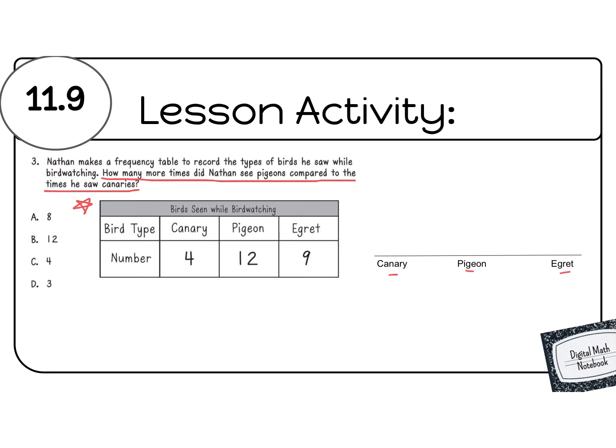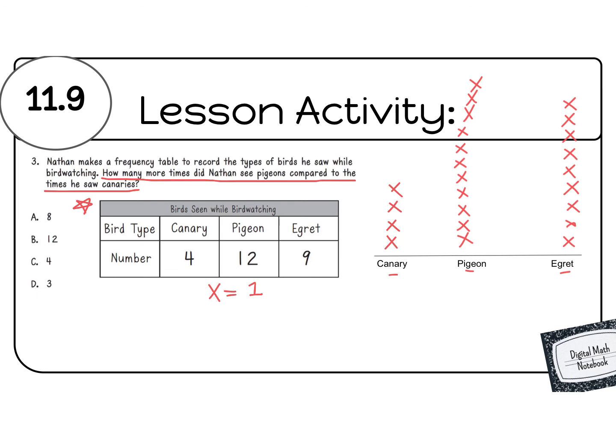Let's use an X to represent 1 this time. So X equals 1. That means canaries will get 1, 2, 3, 4. Pigeons will get 12. So 1, 2, 3, 4, 5, 6, 7, 8, 9, 10, 11, 12. Kind of went off my chart there a little bit. And egrets will get 9. 1, 2, 3, 4, 5, 6, 7, 8, 9.